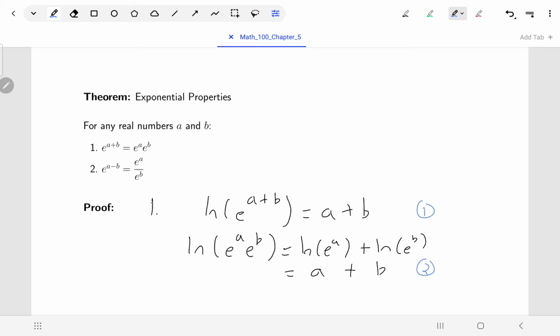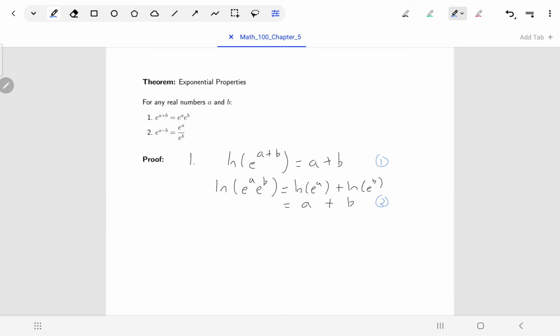And you might be saying to yourself, well, okay, that was nice. Why did I bother taking natural logs of things? And that's because I have something to remind myself of, which is natural log is a one-to-one function. So what I've looked at here is that for this particular input, the output was a plus b, and for this particular input, the output was also a plus b. So the first thing I notice is the outputs are the same.